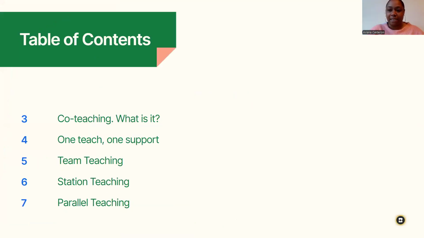So for our table of contents, we will start with co-teaching. What is it? And then move into different types of co-teaching models that you may see in the classroom. The first one being one teach, one support, and then team teaching, station teaching, and parallel teaching.